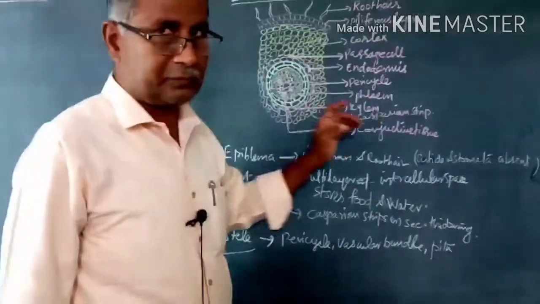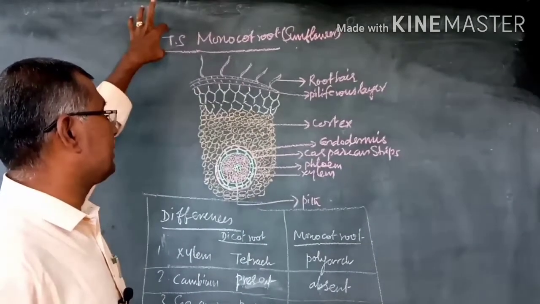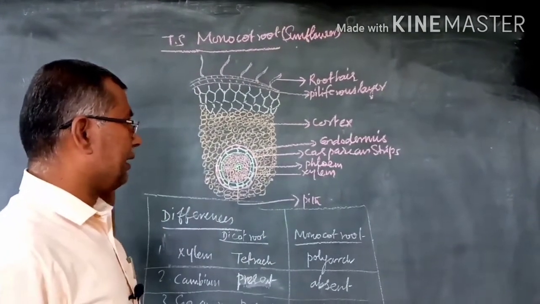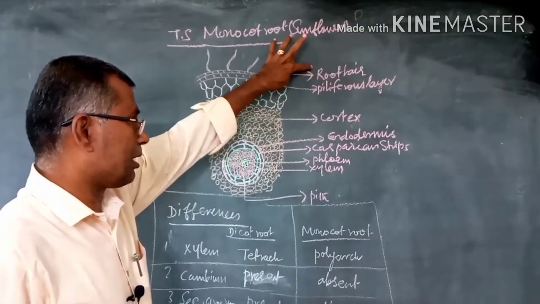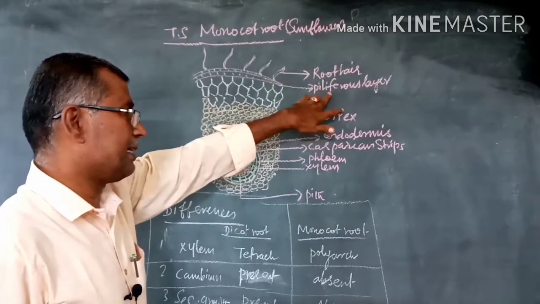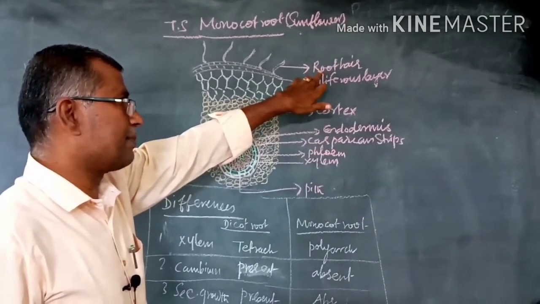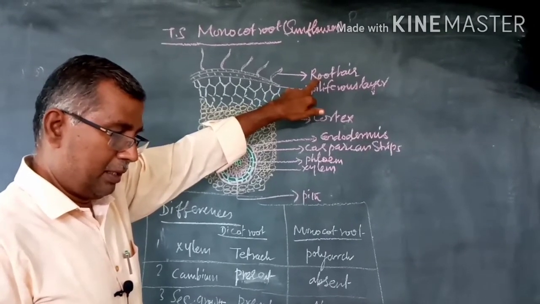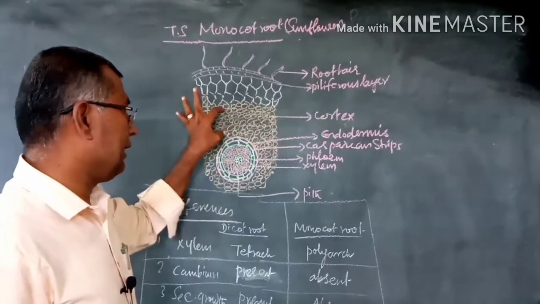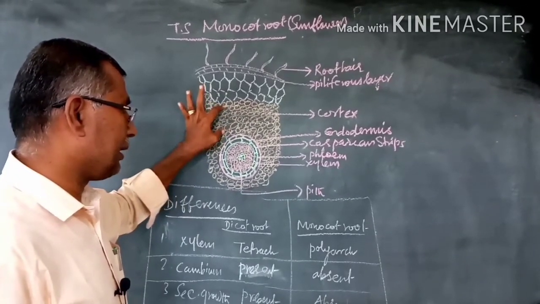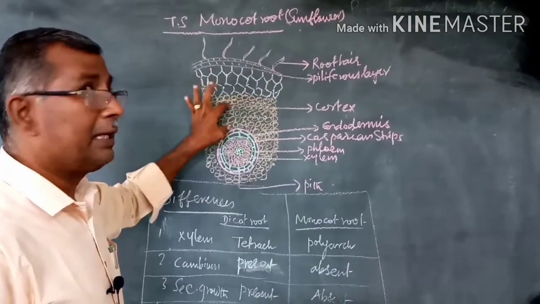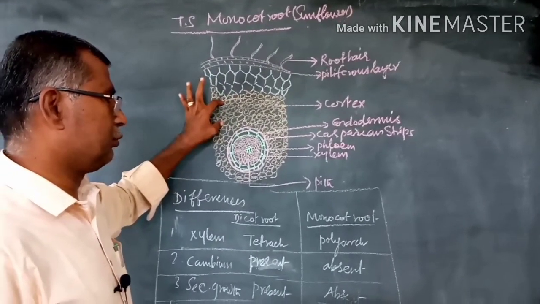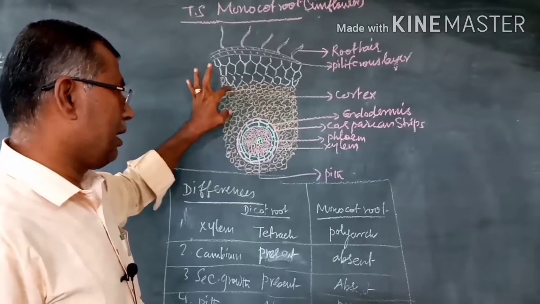Understand? Now the case of monocot root. Example, maize. As in the dicot root, the epiblema constitutes the root hair and piliferous layer. The root hairs absorb water and minerals from the soil. You already know. Then the multi-layered cortex: loosely arranged cells having intercellular spaces. Here also food and water are stored in the cortex.